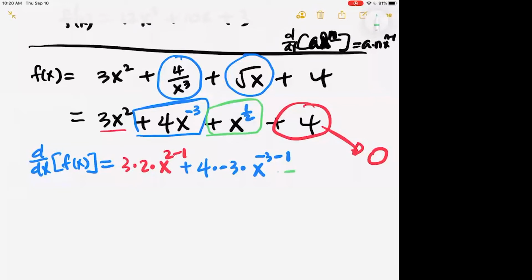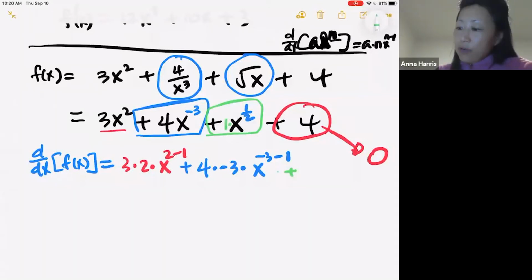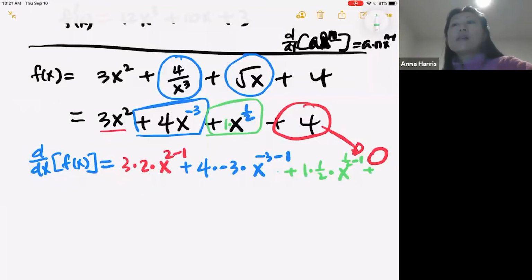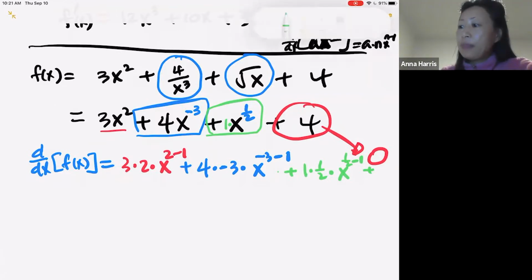That would be, there's a 1 there, right? So 1 times 1/2 times x to the 1/2 minus 1, plus 0. Is everybody with me? Okay, just simple addition and subtraction, that's what I'm going to do.